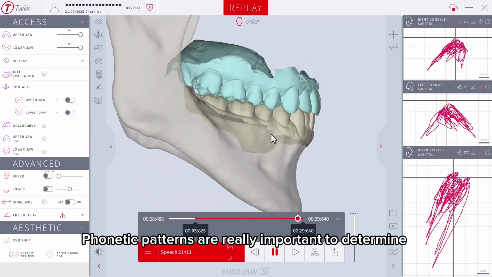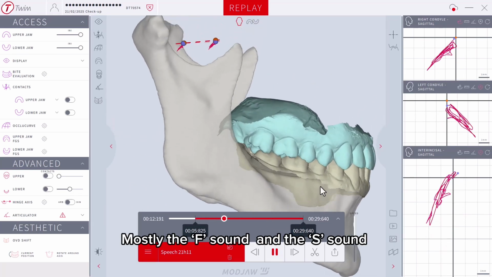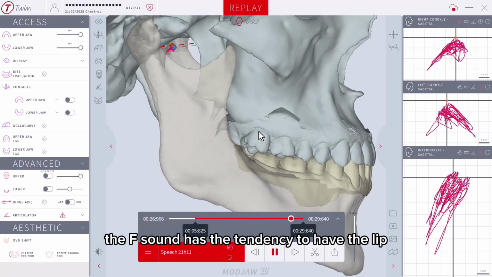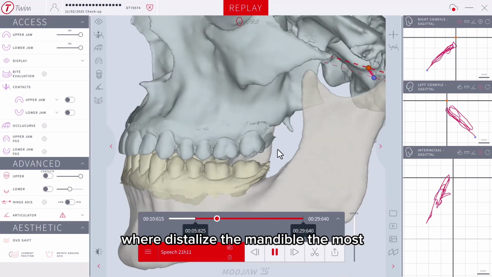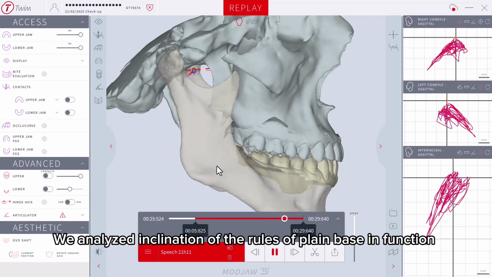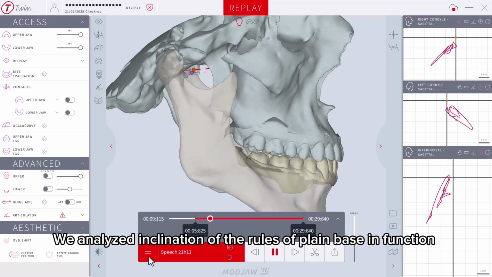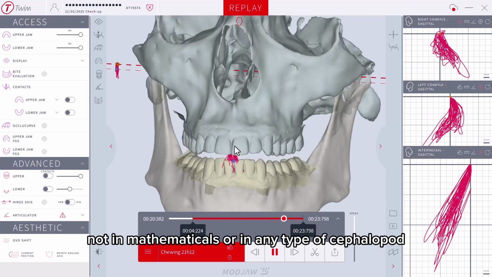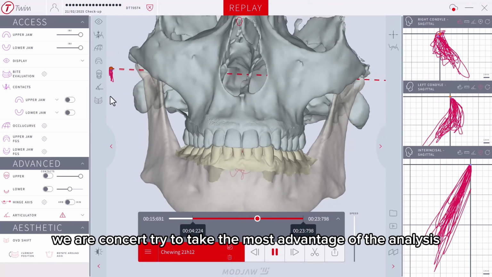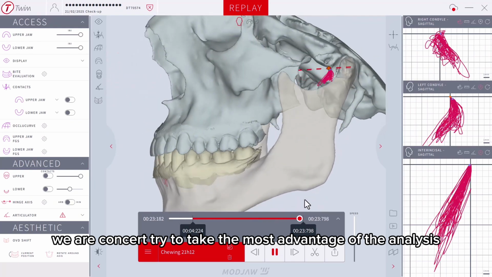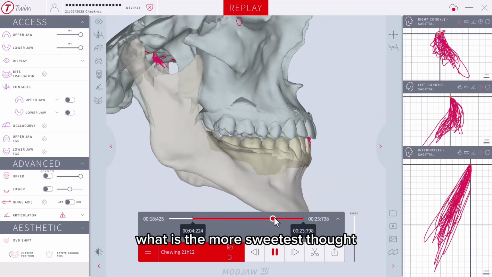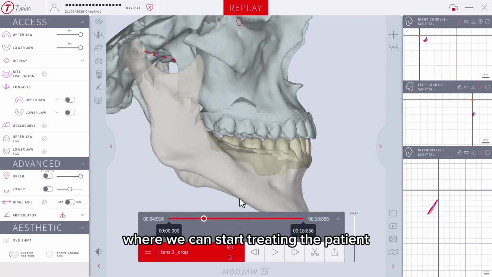Phonetic patterns are really important, mostly the F sound and the S sound. The F sound tends to have the lip interposed, which distalizes the mandible the most, and the S is the more protrusive sound. We analyze the inclination of the occlusal plane based on function, not on mathematics or any type of cephalograms. Technically, our concept tries to take the most advantage of visual analysis to reach a conclusion about the behavior, or the sweet spot where we can start treating the patient.